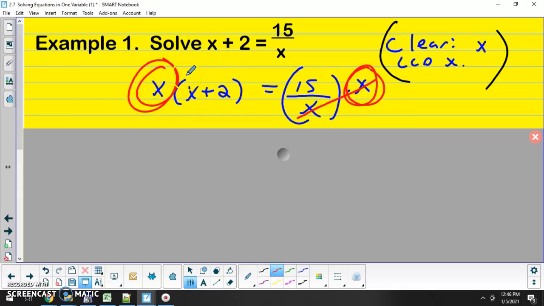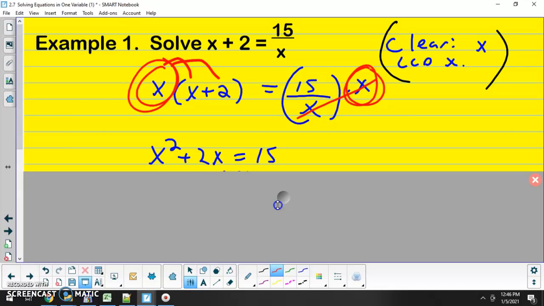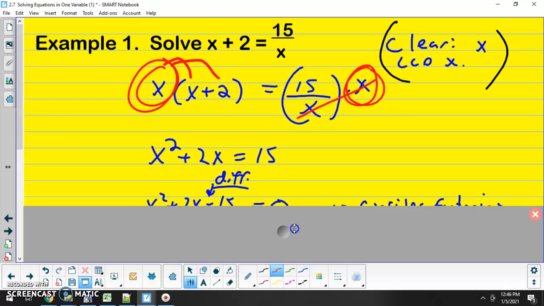When you do that, you want to make sure to put parentheses around these two terms, x plus 2, and that means we will be distributing this x into those two terms, and we end up with x squared plus 2x equals 15. Now you have a quadratic equation, and anytime you have a quadratic equation, I would suggest you set the equation equal to 0, unless it's a really simple quadratic equation like x squared equals 16. But set the equation equal to 0, try to factor it, and if it doesn't factor, use the quadratic formula.